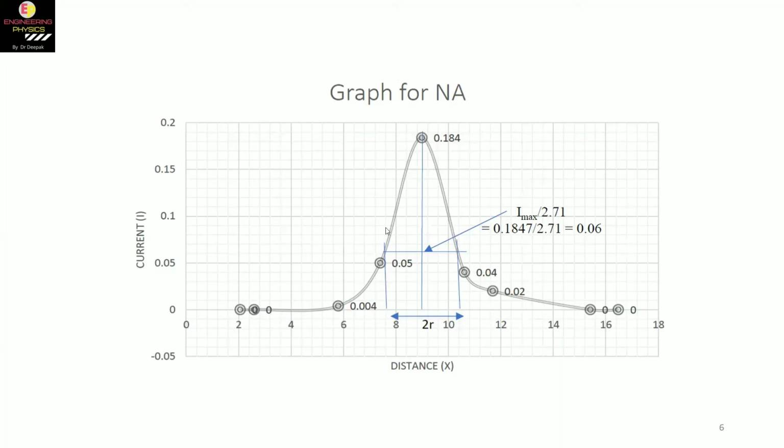We have plotted this graph in a Word document. I can show you how we can plot this graph. This is the value of I maximum, 0.184. Now here, I maximum divided by e, whose value is 2.71, 0.1847 divided by 2.71, is equal to 0.06. So on this plot, for more clarity, we get the division 0.06, extend it to the left or the right side, draw the perpendicular, and we can get the value of 2r.